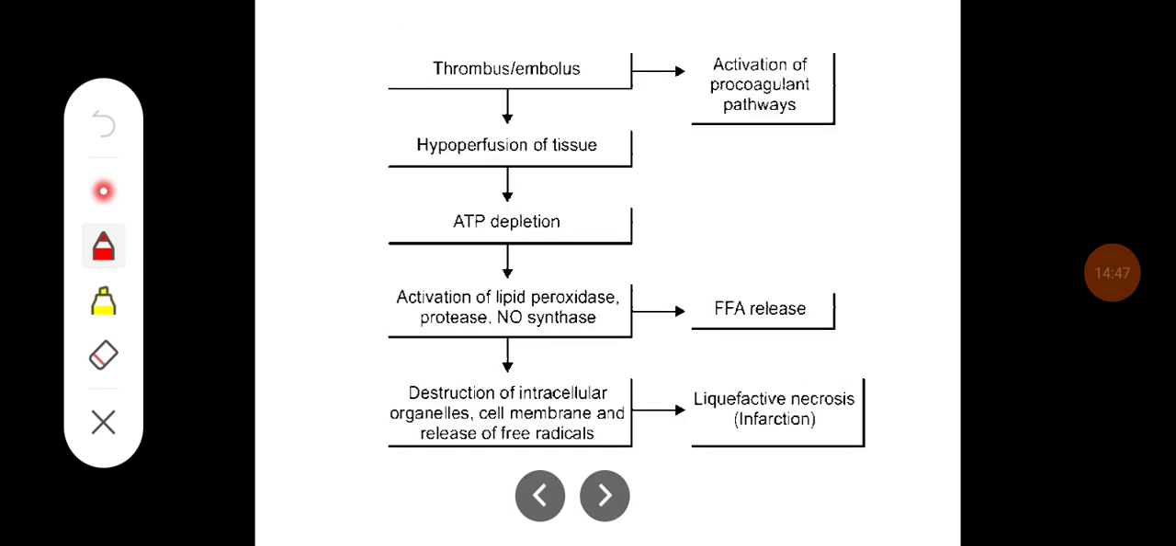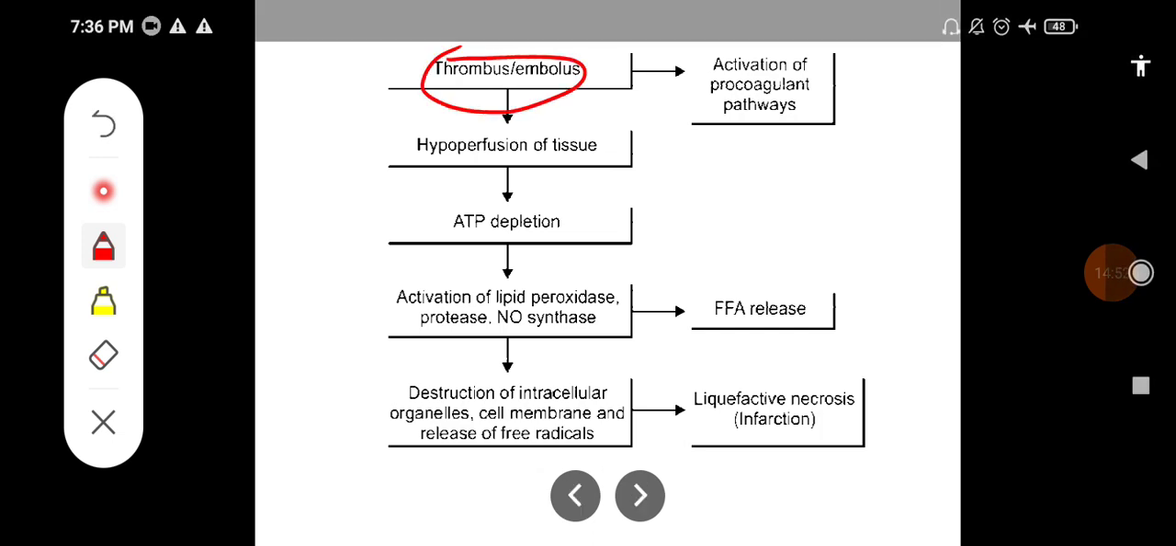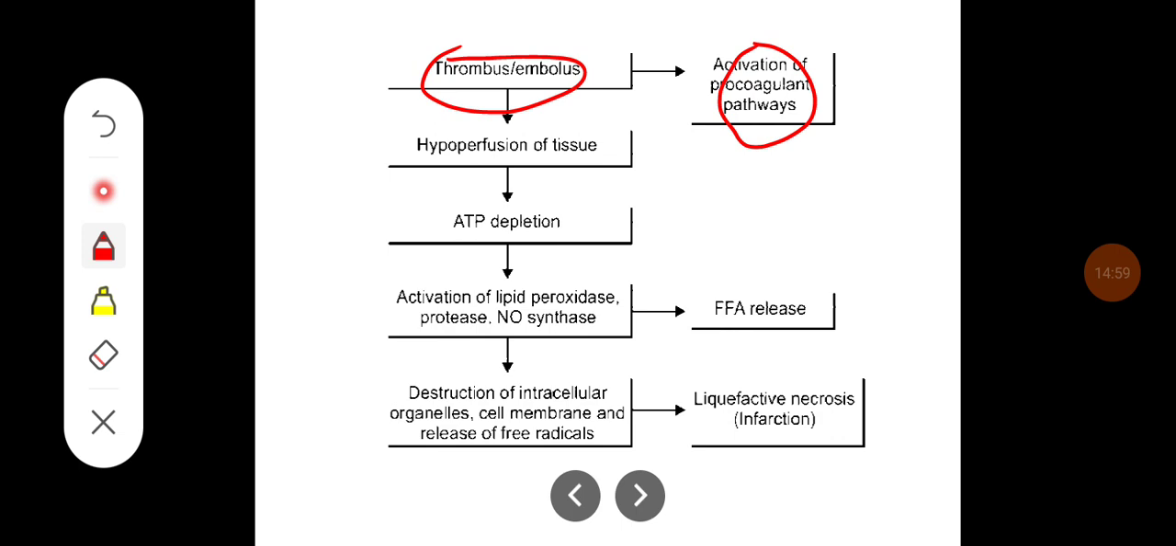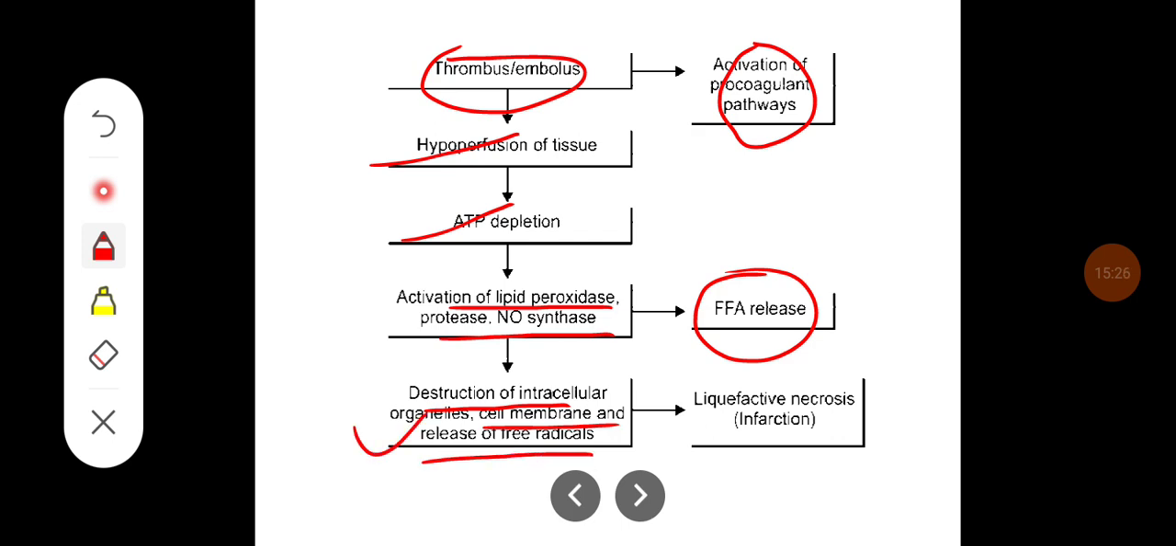So this is the pathophysiology of the stroke. It is caused by a thromboembolus, which can lead to activation of the procoagulant pathways, which further increases the vascular accidents. Then it leads to hypoperfusion of the tissue, where there will be ATP depletion, and it leads to activation of the lipid peroxidase, protease, and nitric oxide synthase systems that increase free fatty acid release. This also leads to destruction of the intracellular organelles and cell membranes, and release of free radicals, which ultimately leads to liquefaction necrosis of the affected area.